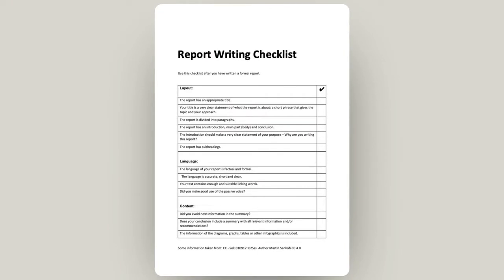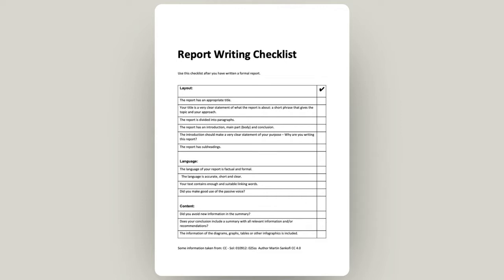We have a checklist which includes layout, language, and content. With the layout, you need to take care of the appropriate titles, the headings, whether you have a clear statement of what the report is about. It is divided into paragraphs. It has the introduction, the main part, and the conclusion, just like we've just discussed. You should make a clear statement of your purpose, and it has the subheadings we have also discussed before.